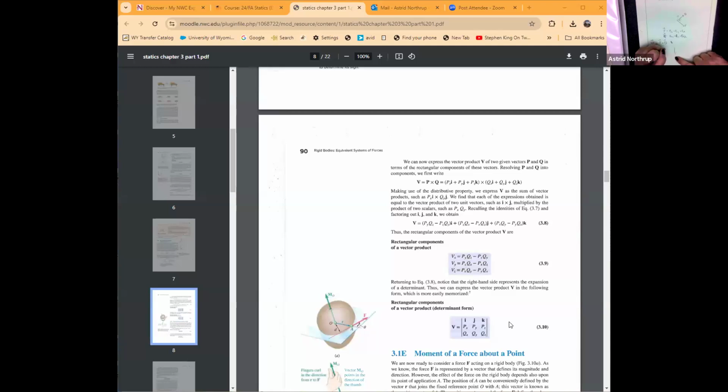And we make the first row go across I, J, K. The first row is just those unit vectors, I, J, and K. The second row is, in order, the components of the vector P, and the third row is the components of the vector Q.